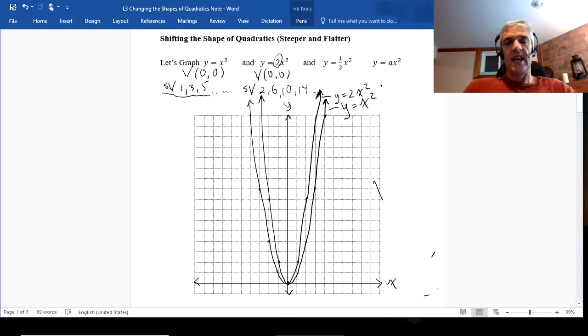And what we say is this graph now is steeper, okay? It's not the same as the standard y equals x squared. It's steeper, it's inside it, and we call that a steeper parabola, okay?